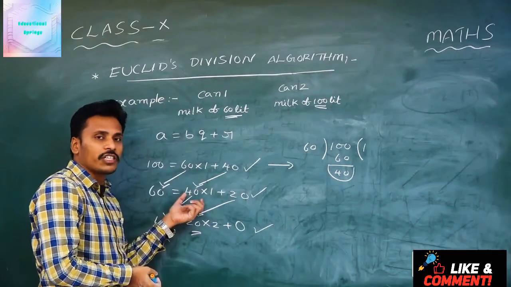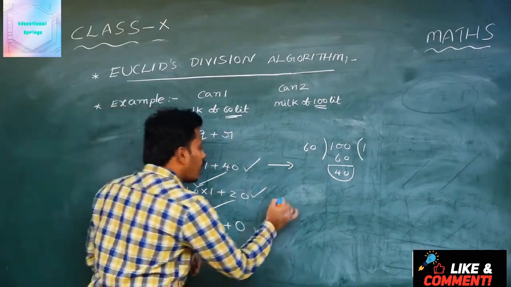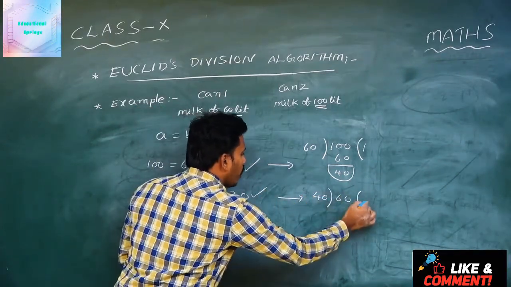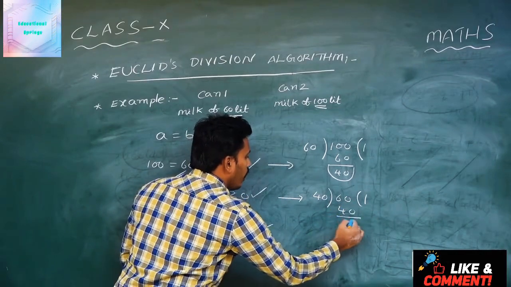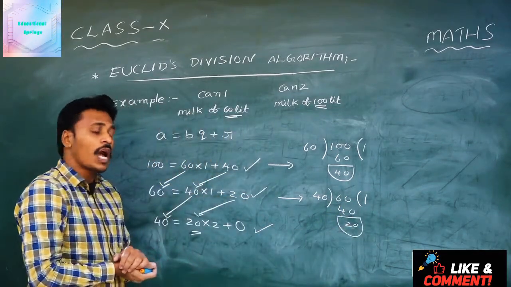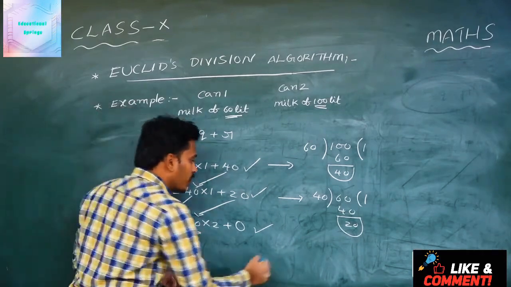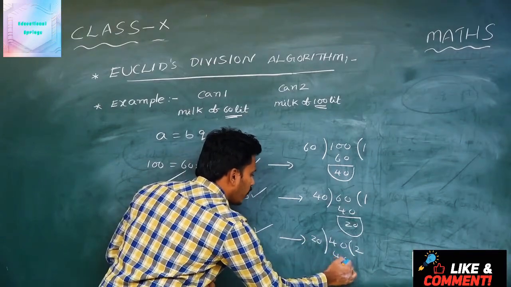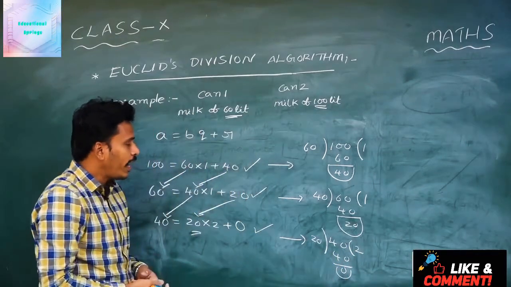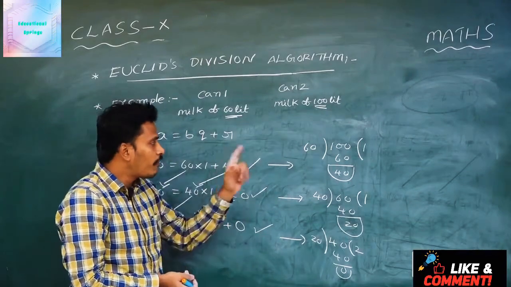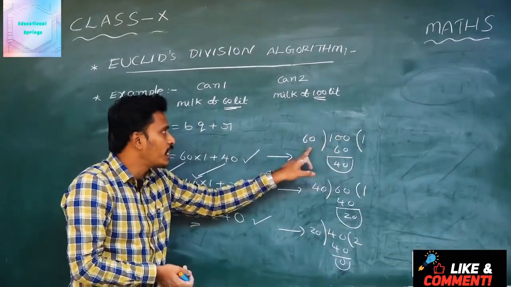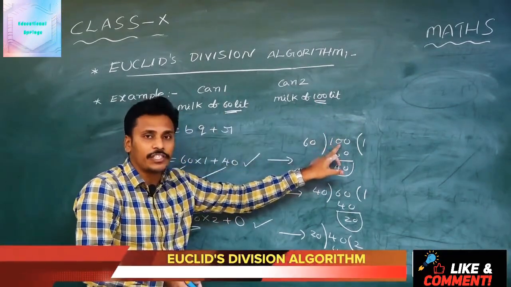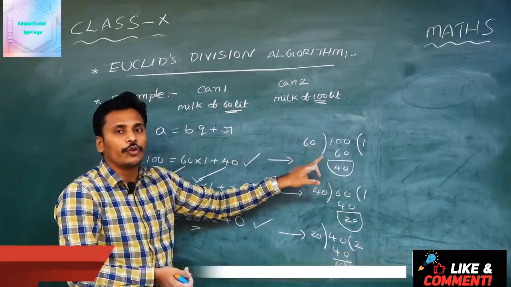And what about 60 = 40 × 1 + 20? If you represent it using division, 60 divided by 40, 40 once is 40, and you are left with a remainder of 20. And for the third representation, we are dividing 40 by 20, 20 twos are 40, and you are left with a remainder 0. Think once again about these three divisions. In the first case, the dividend and divisor are the given numbers. Among those two numbers, you need to take the larger number as dividend and the smaller number as divisor. You proceed with the division.